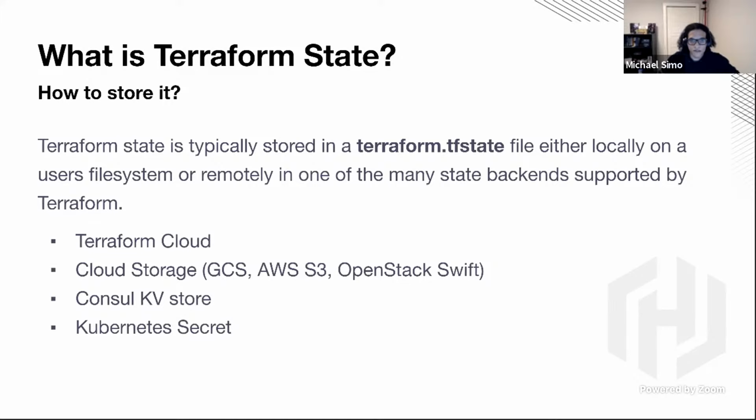But if you're using a backend, there's plenty of ways to store this in a cloud resource or cloud provider. Terraform Cloud is what I actually primarily use, and they have a great way of interfacing with that through the web UI. There's also cloud storage, so Google Cloud Storage, AWS S3, OpenStack Swift. You can also store it in container orchestration platforms. So Consul, the service discovery tool, has a key value store that you can store it in. And with Kubernetes, you can also encode the state file and then store it as a Kubernetes secret.